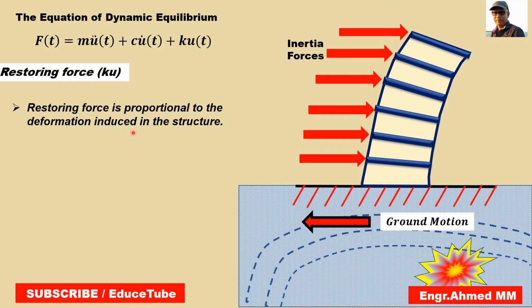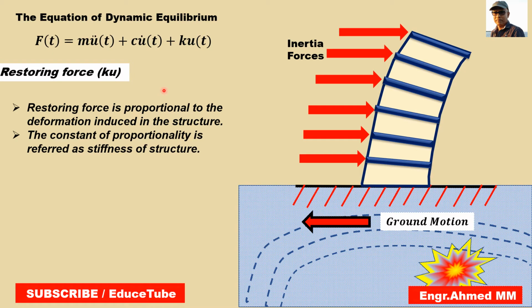And the constant of proportionality is referred to as the stiffness of the structure. We can see it here. And another important point, this is a very, very important point. This stiffness greatly affects the structure's uptake of earthquake generated forces. Very important points.